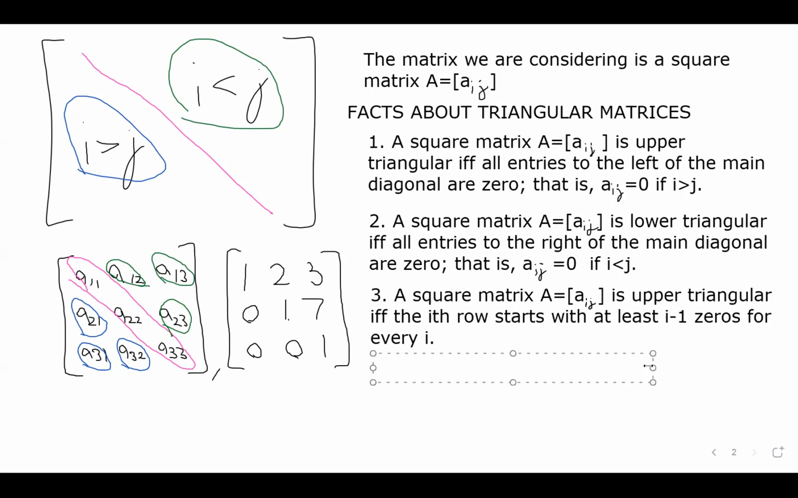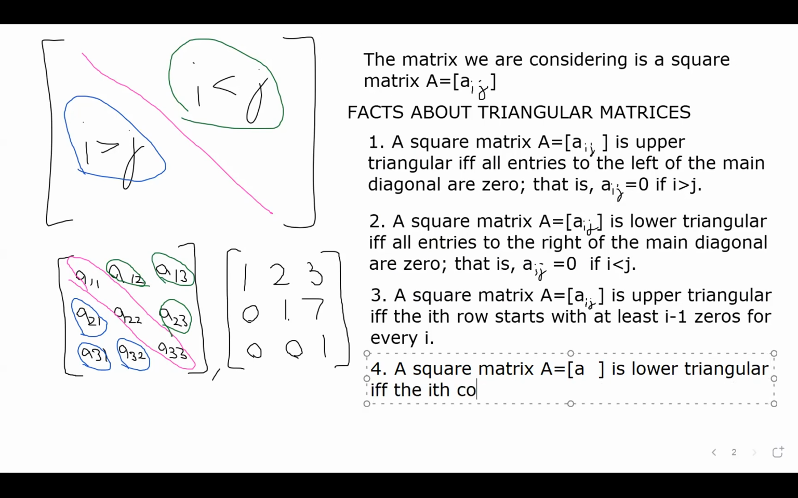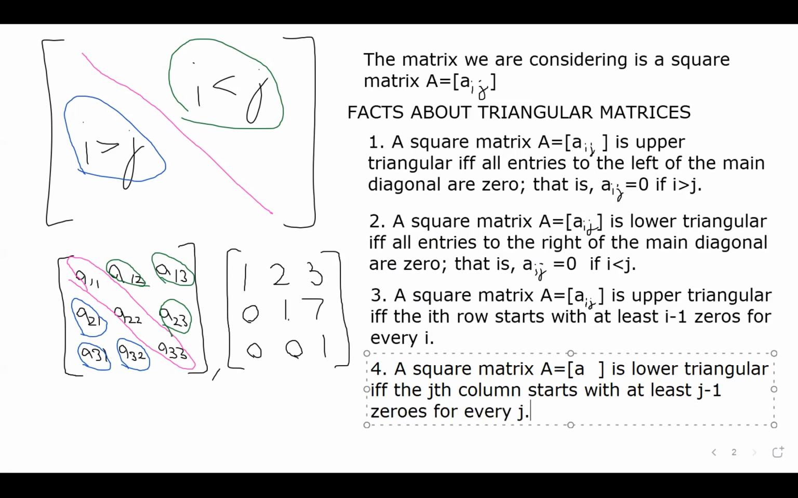Okay, and now the fourth fact about triangular matrices, fact 4, is that a square matrix, capital A equals a sub ij, is lower triangular if and only if the jth column starts with at least j minus 1 zeros for every j.